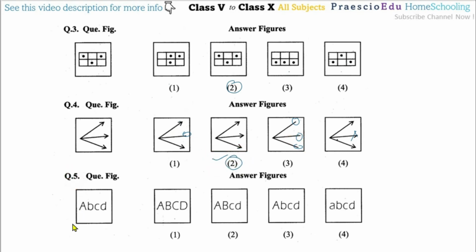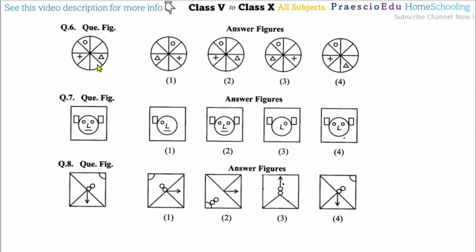Now question number 5: a, small b, small c and small d. So if you see here, a, small b, small c and small d, this is perfectly matching. Now question number 6, so as per these three symbols, this is a, no, this one is a matching.